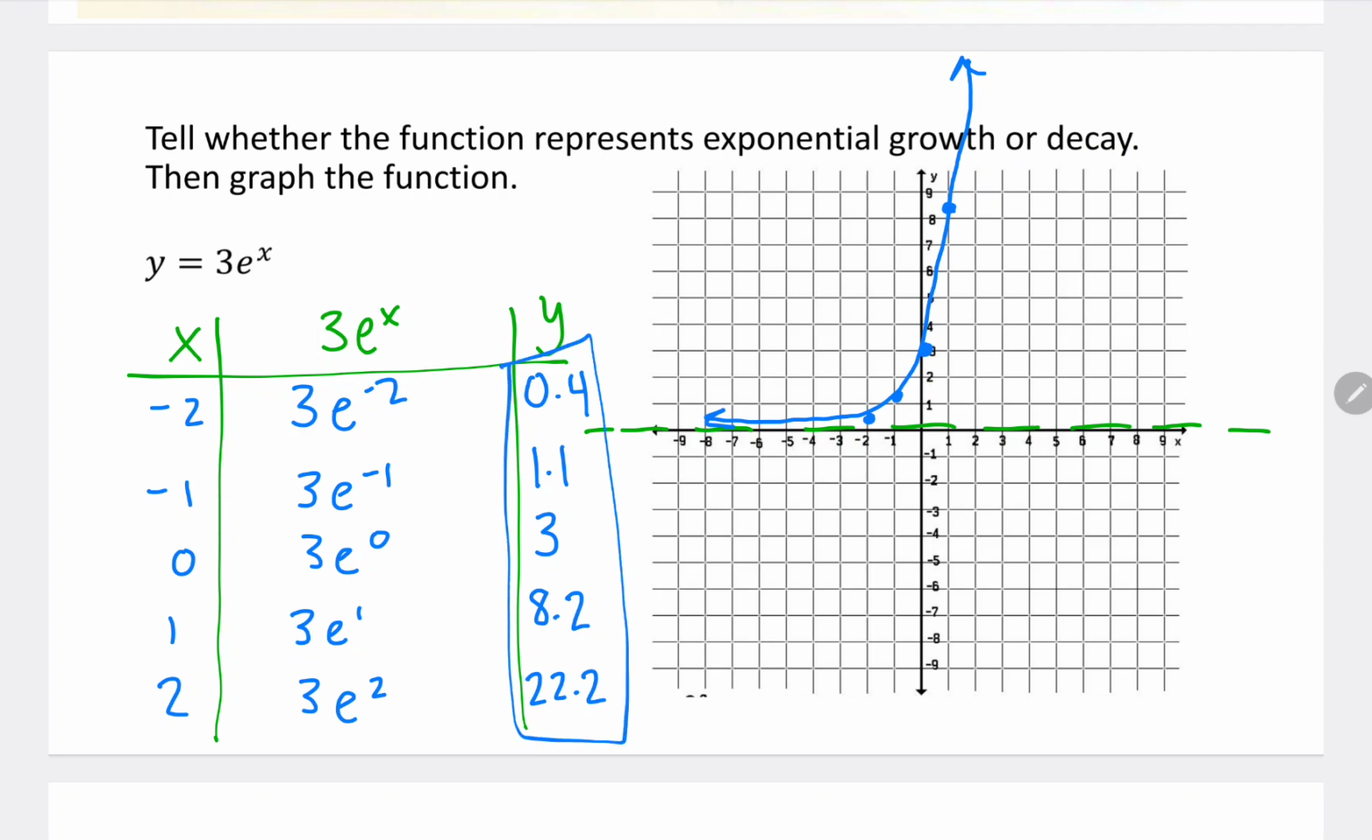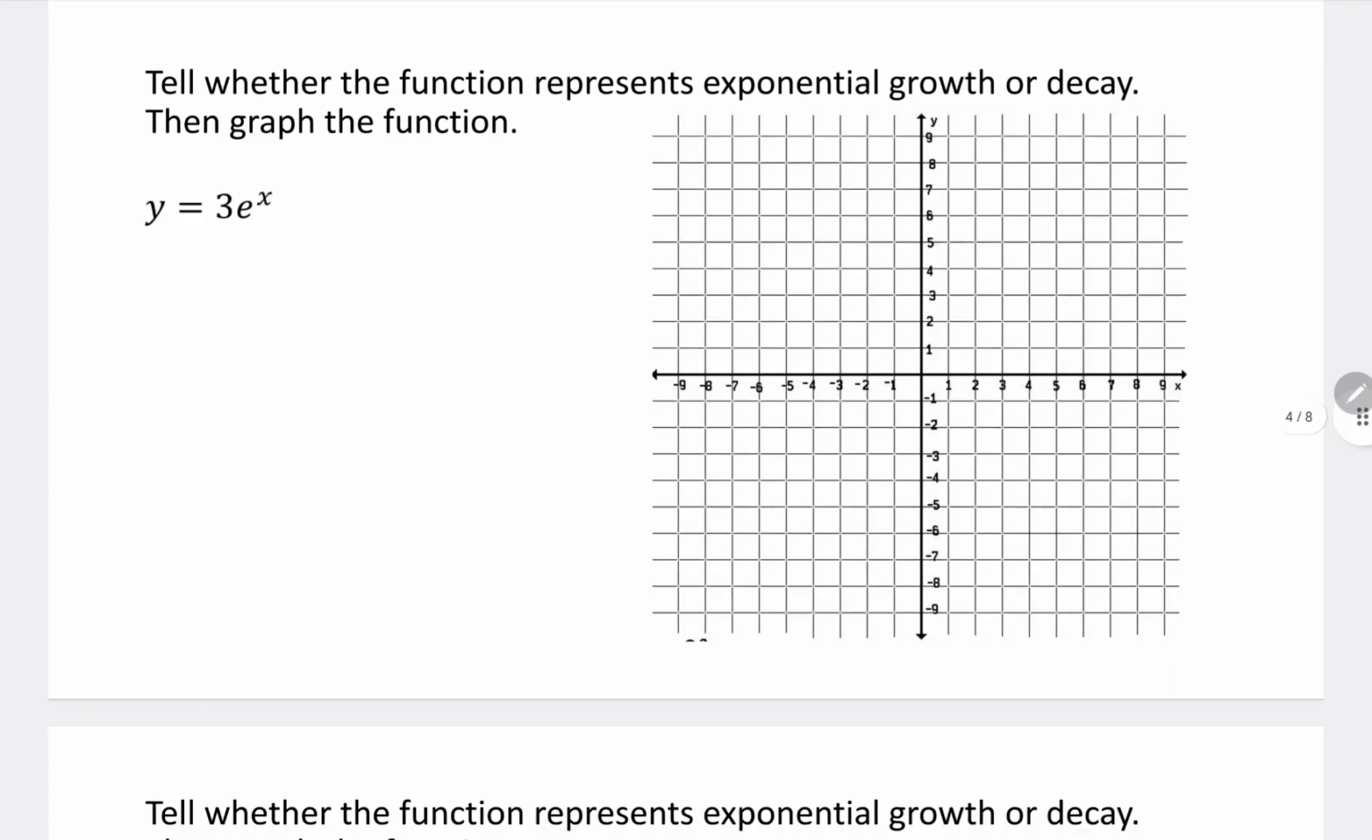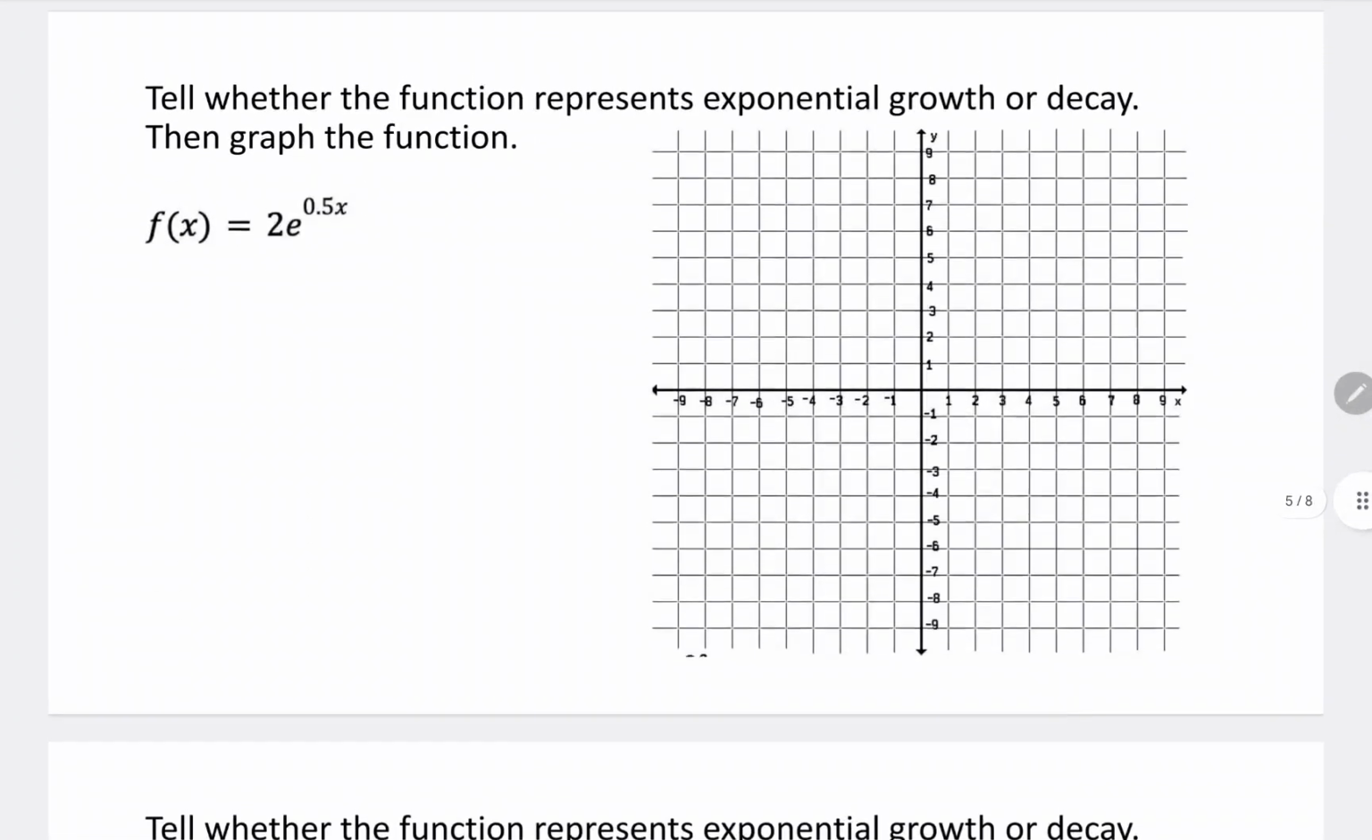When we graph the function, we can see that it's exponential growth. The domain, because it's an exponential function, is all real numbers. Your range is limited because of the asymptote. In this case, all of those values are above the x-axis, so y is greater than 0. Let's try another one. So another example.